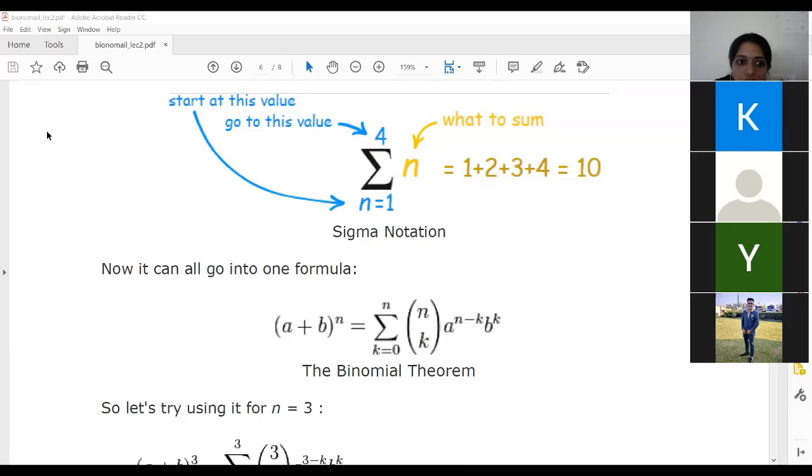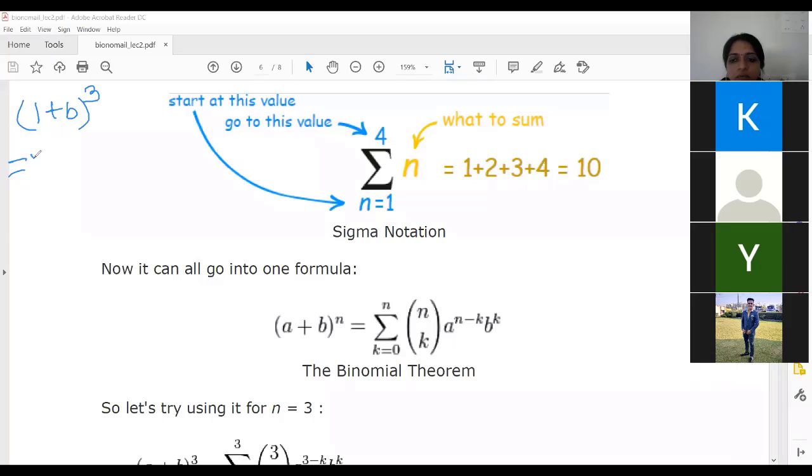Okay, I will ask you one question. Give me the answer of 1 plus b whole raised to 3. Give me the final answer. Please calculate. I will give you 1 minute. 1 plus b whole cube. I will ask any student. Give me the answer for 1 plus b whole cube. Yes, Yanshu? 1 plus 3b plus 3b square plus b cube.